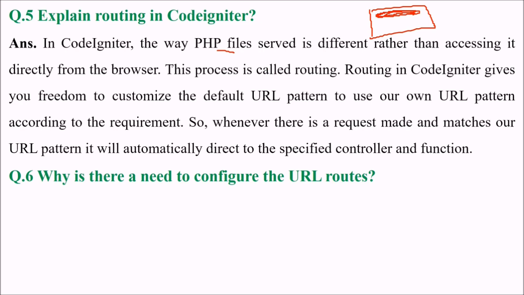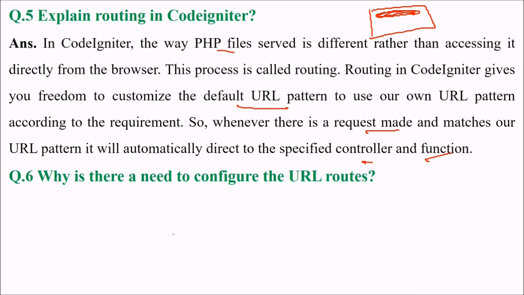It gives you the freedom to customize the default URL pattern which CodeIgniter uses with your own URL pattern according to the requirement. So whenever a request is made and it matches the URL pattern, it will automatically direct to the specified controller and function.